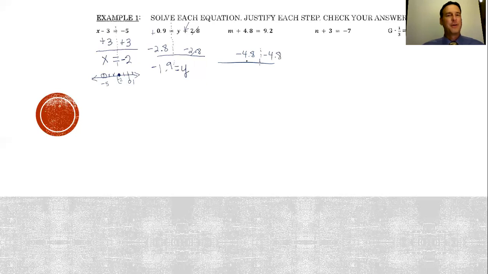Okay, your 4.8s are going to go away, and you're left with m, and then you're going to subtract these two. If you subtract 9.2 minus 4.8, that's just basic subtraction. I'm probably going to have to borrow up here, which will leave me with a 4 and another 4, so 4.4. The bigger number is 9.2, and because 9.2 is positive, so is my answer.